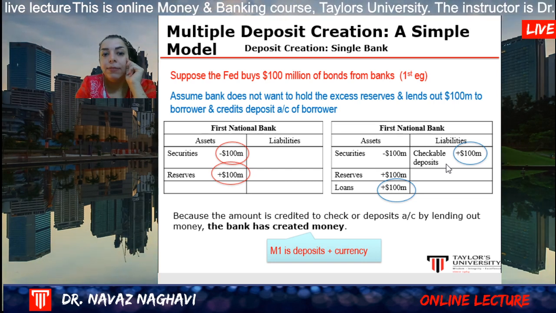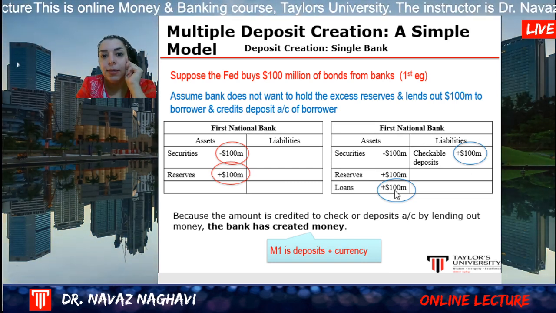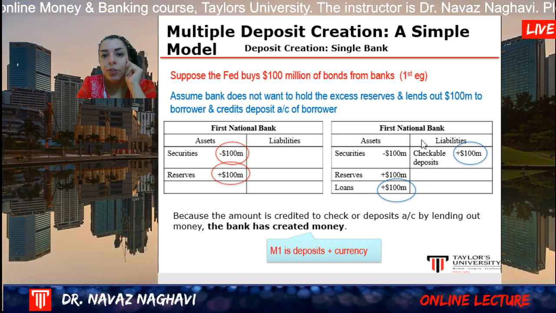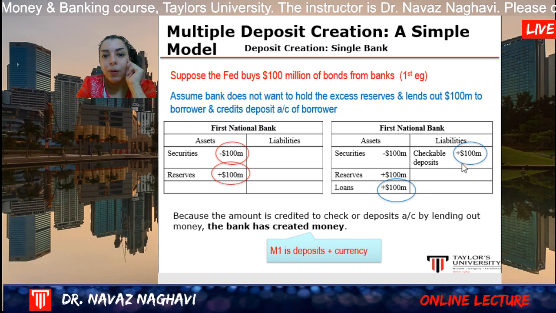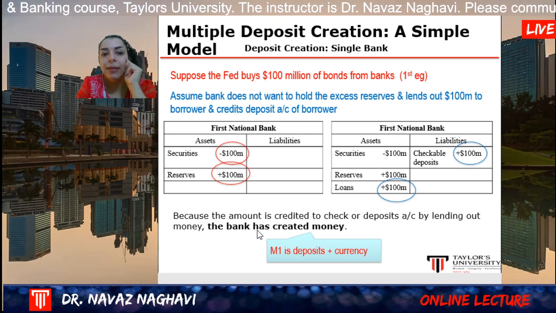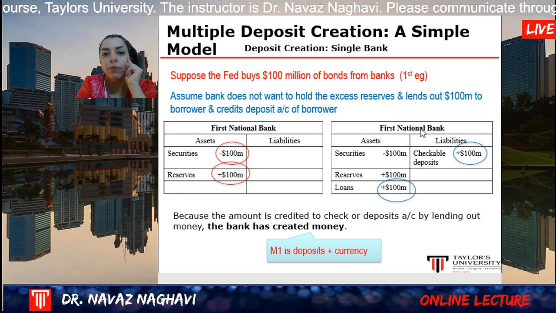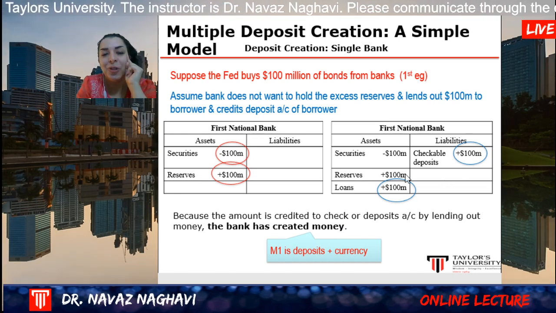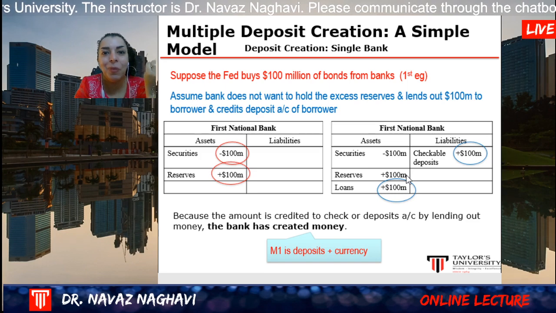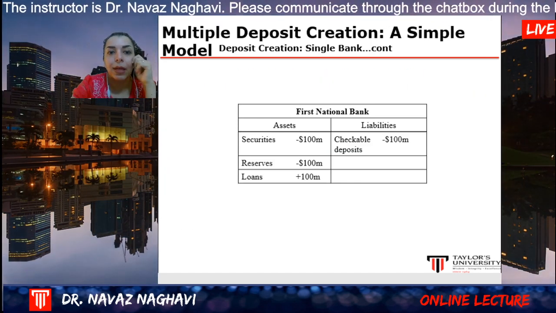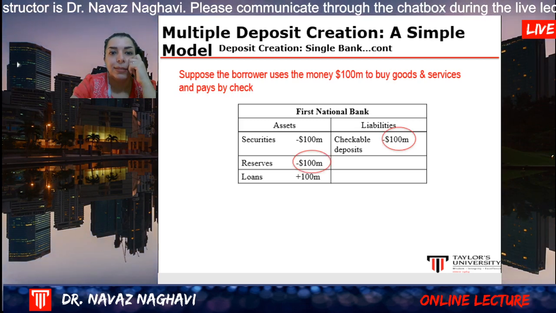So now, very simple. You can see the amount of the loan and the amount of the checkable deposit. So again, you can see that the bank very simply has created money. What is this money? This amount of the loan that they are giving. This checkable deposit is simply, again, money. So that's why they have created money again. Now, let's see.